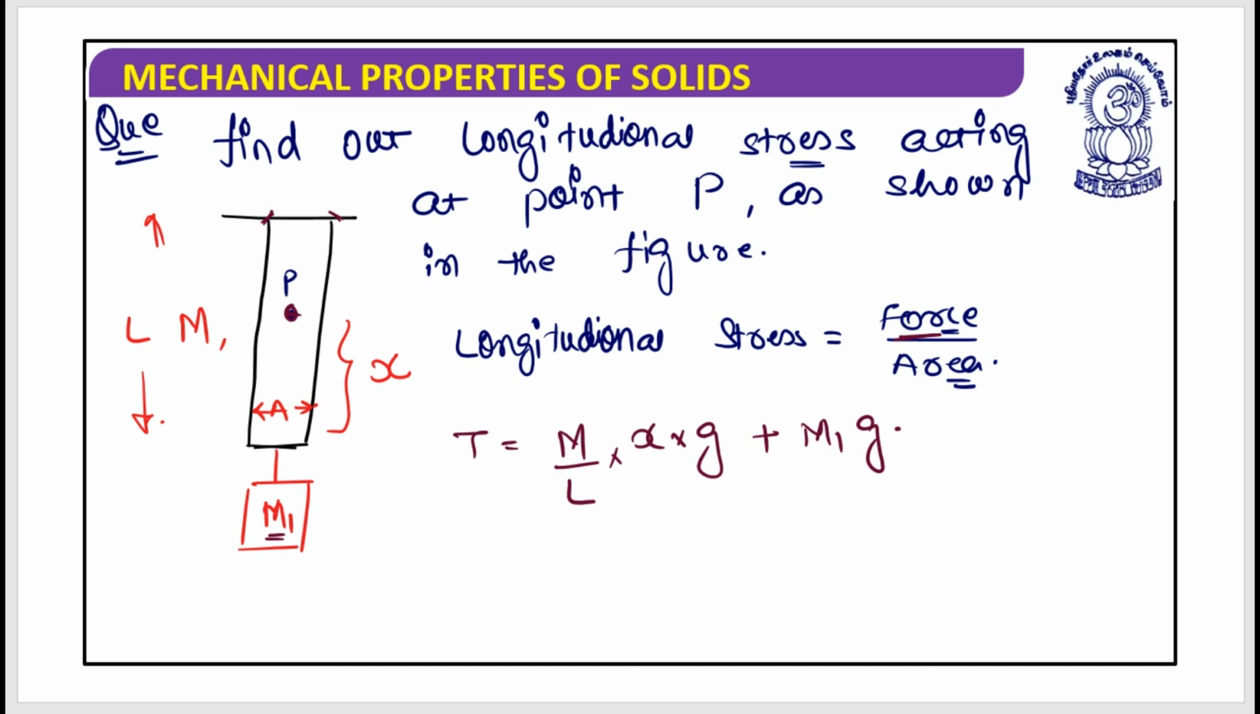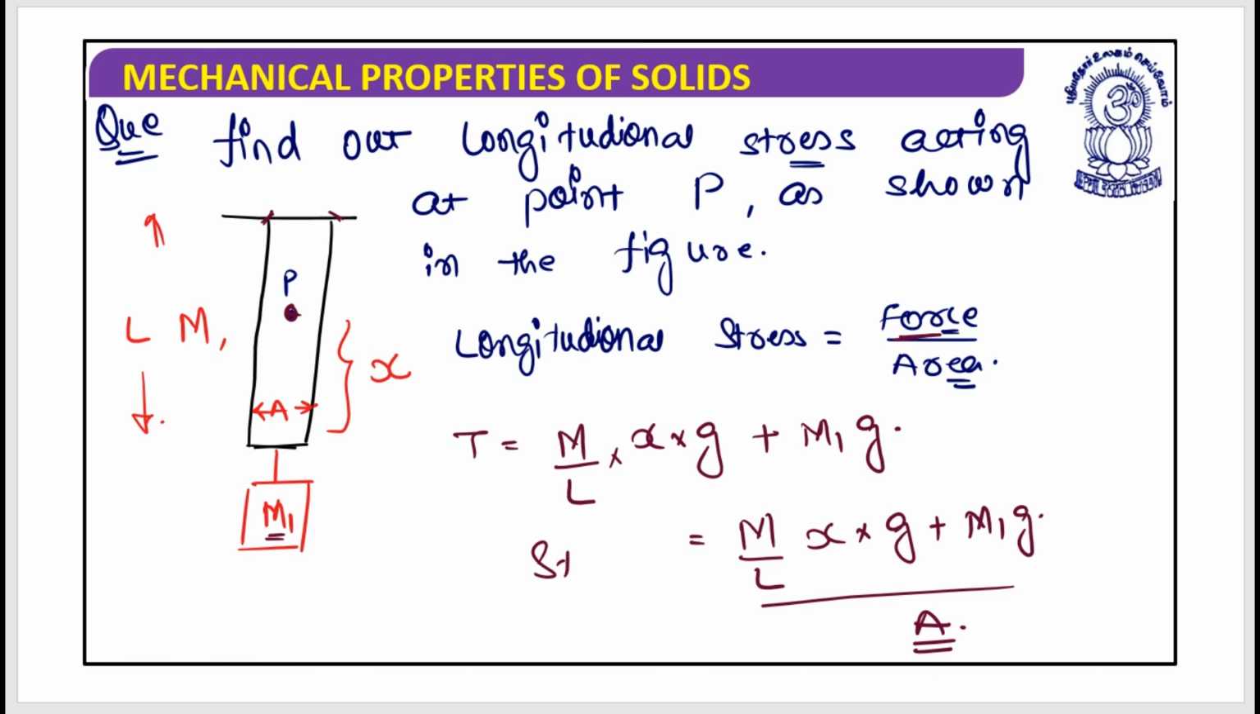This is the tension, this is the force acting at this point P. So this longitudinal stress would be equal to (m/l)·x·g plus m1g, divided by its cross-sectional area A. This is the stress acting at point P. I hope this is clear.